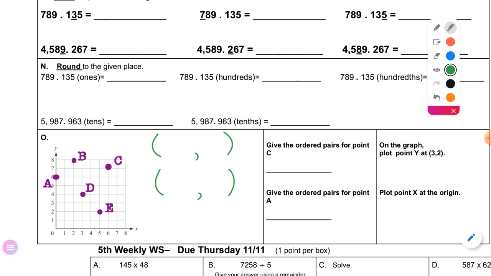Okay, and it is important for us to know that the first one is always the x-coordinate. The second one is the y-coordinate. What is an easy way to remember that? Kinley? Yeah, in the alphabet, x comes before y. In an ordered pair, the x-coordinate comes before the y-coordinate.